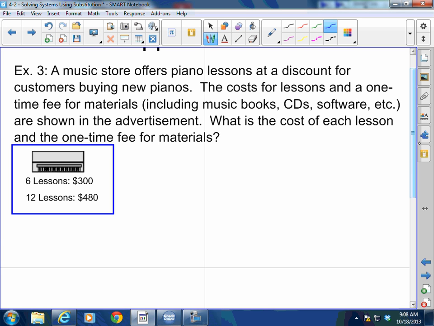Well, let's think about this. Six lessons is going to be $300, and if you have 12 lessons, you have $480 for the cost. So what kind of equation, what kind of a system do you think I can set up here? What do you think, guys? Let's think about it. I don't want to just give it away to you. Okay, yeah, we're going to have to set up in standard form, but what would the equation be?